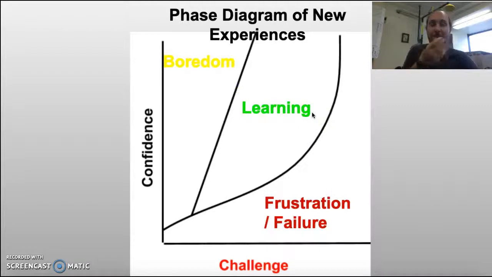So I hope that makes sense, trying to connect it to something that we understand in this class. And we'll be talking more about this during the course.